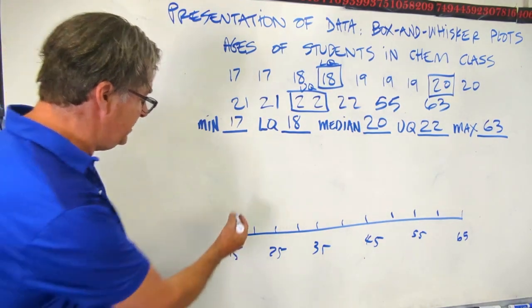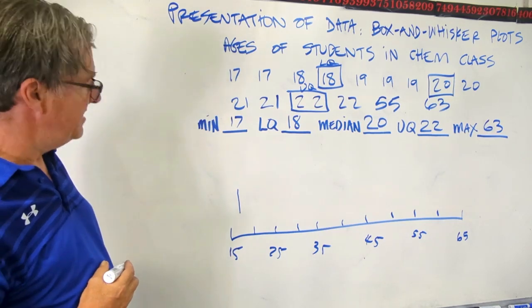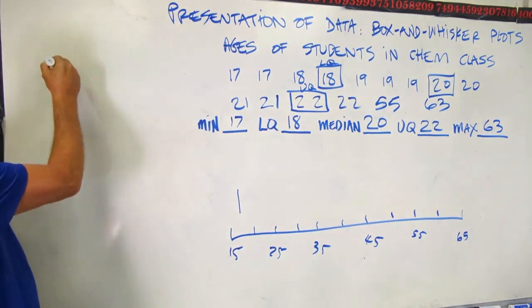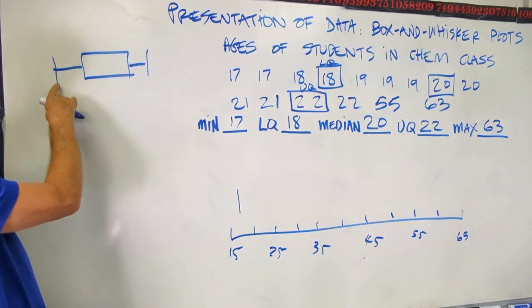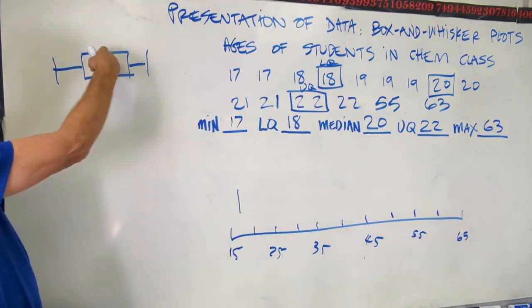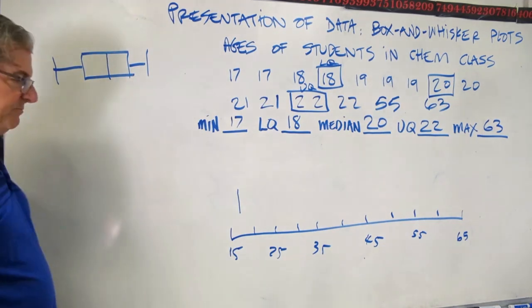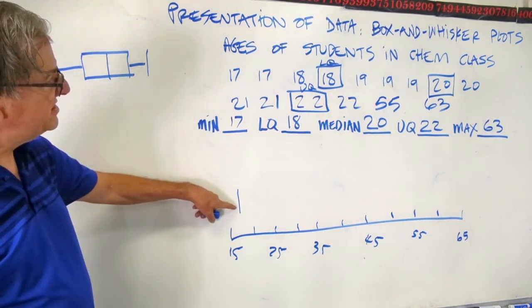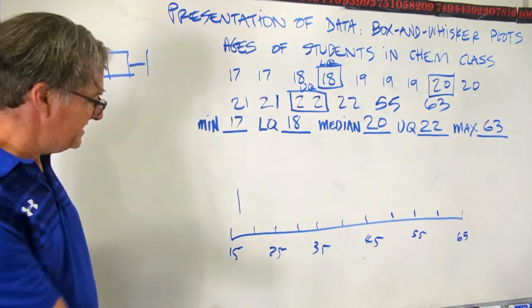Our min is 17. So that's going to be this whisker like that. It's going to be that vertical line. Remember, our box and whisker plot's going to look something like that, right? With min, lower quartile, we'll make a line in for the median, upper quartile, max. Okay, so our min is 17. Our lower quartile is 18.